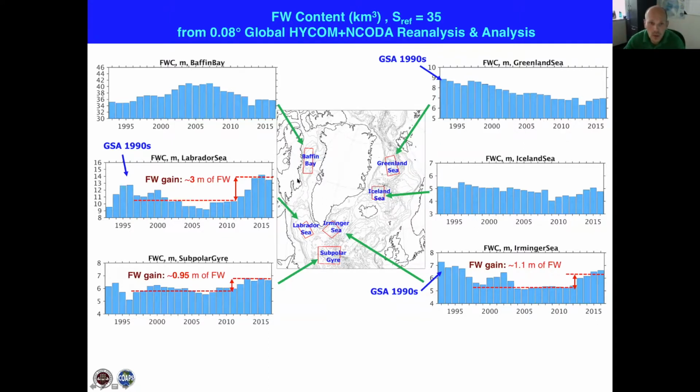So I calculated freshwater content for these boxed regions, and we see there is a drastic increase of freshwater content in the Labrador Sea in 2010-2015, in the subpolar gyre, and the Irminger Sea. Of course, I cannot say this is necessarily Greenland freshwater, but it does agree with the results that I showed in the animation. So potentially it could be.